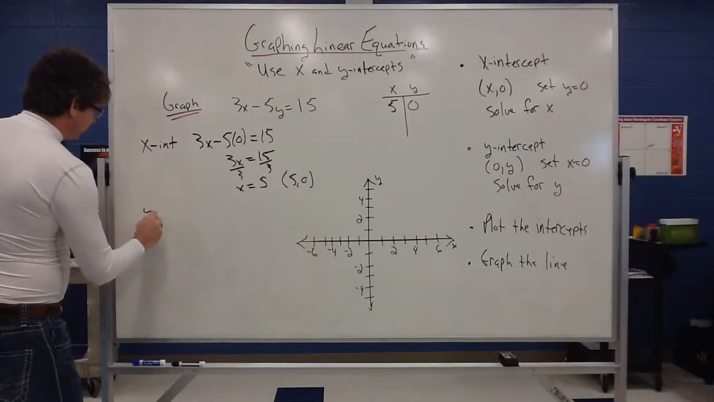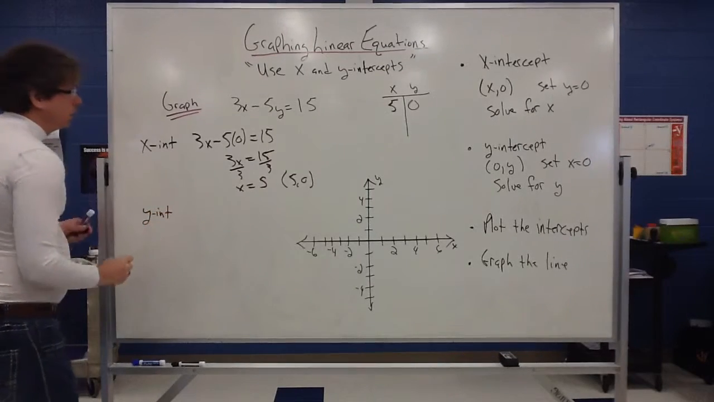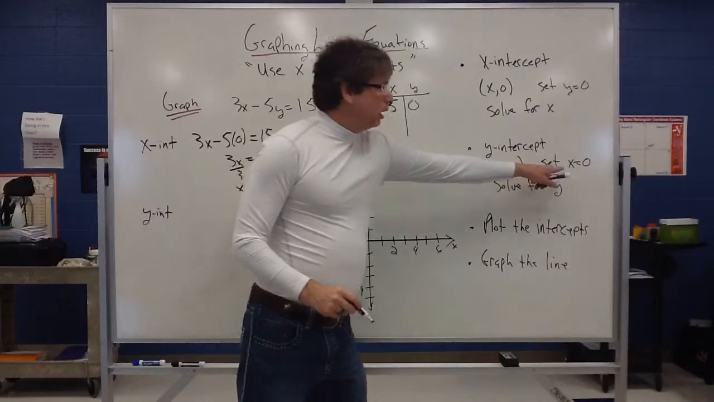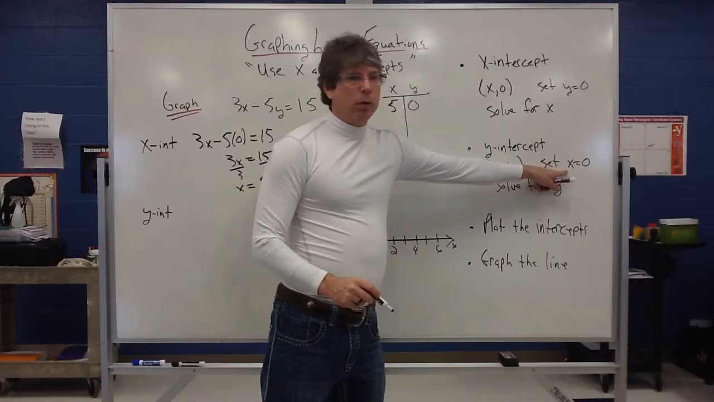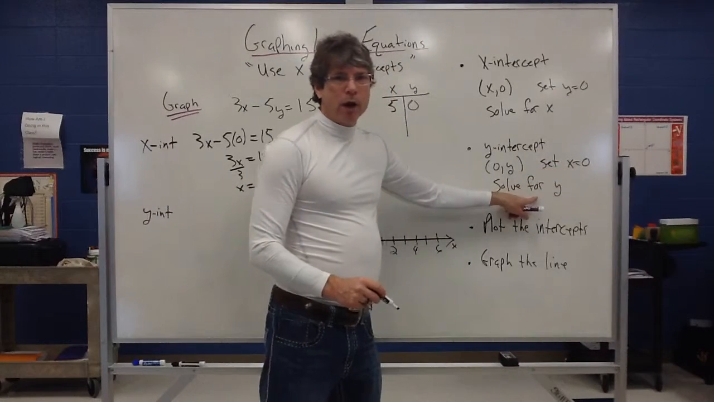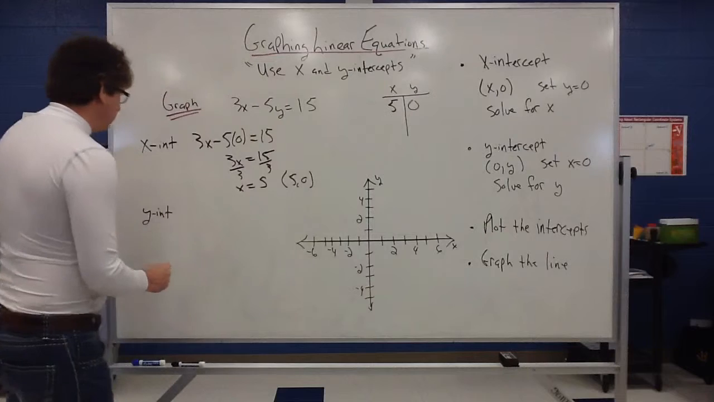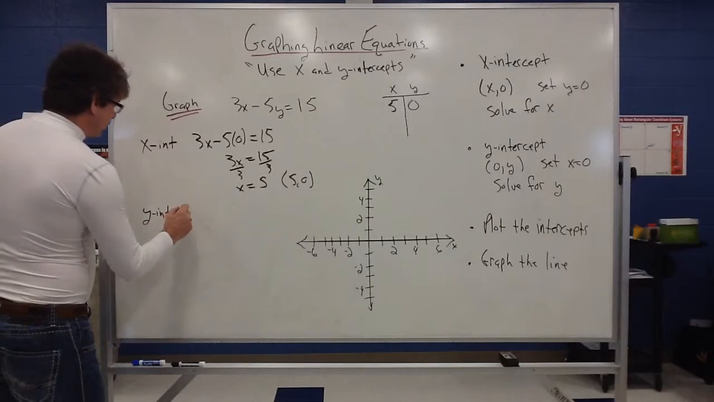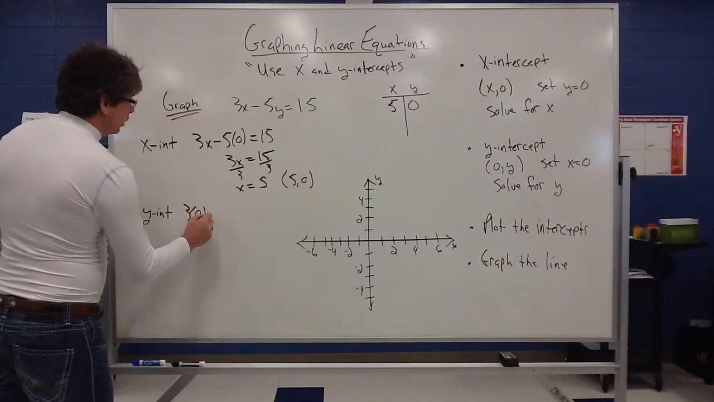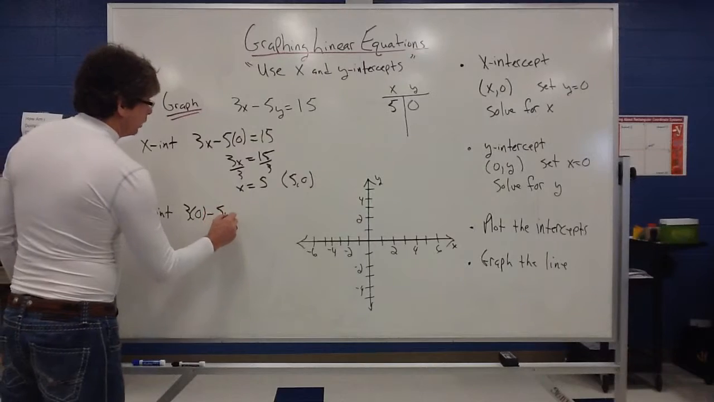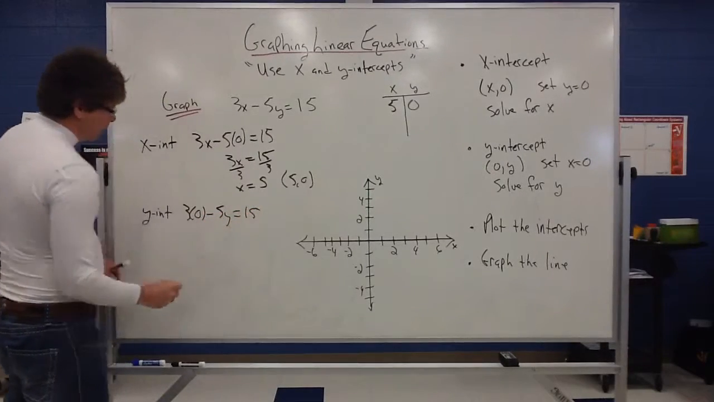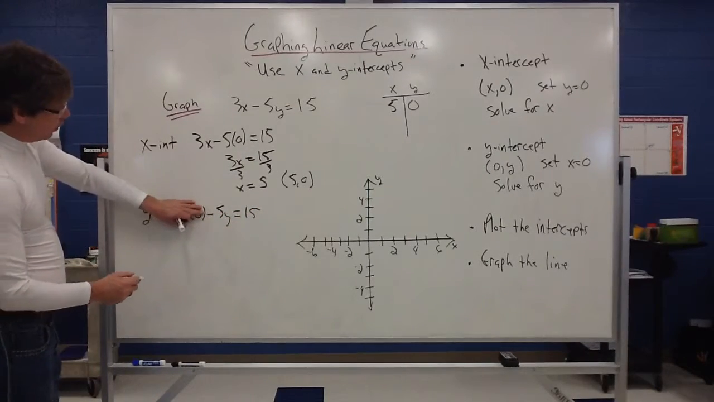Our y-intercept, again, we have to set x equal to 0, and we're going to solve for y. See how that plays out. So we have 3 times 0 plus 5y is equal to 15. And when you multiply by 0, this term falls out.